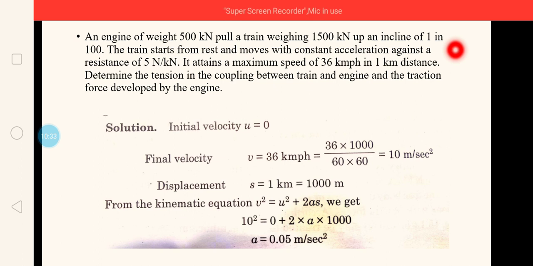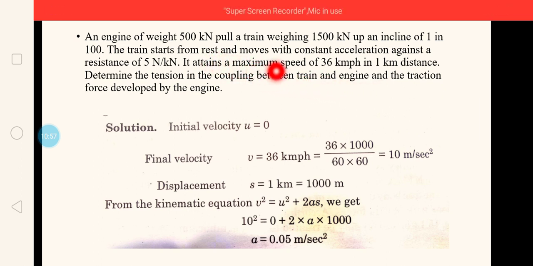If the theta value is very small, usually we assume sin theta equal to tan theta. Only if theta is very small can we assume that, sin theta equal to tan theta. Both will have almost the same value. So anyway, the inclination is given as 1 in 100, that means tan theta equal to 1 by 100.